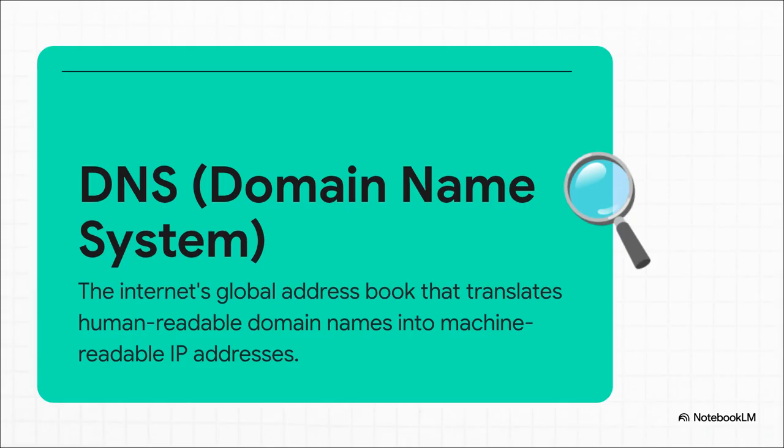So DNS stands for the Domain Name System. And you can just think of it as this massive automated global contacts list for the entire internet. It's a huge distributed system, and its main job is to do one thing really well: translate the website names we type in into the IP addresses that computers actually understand.